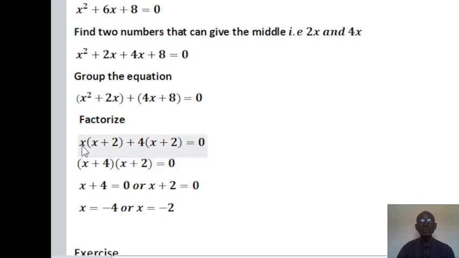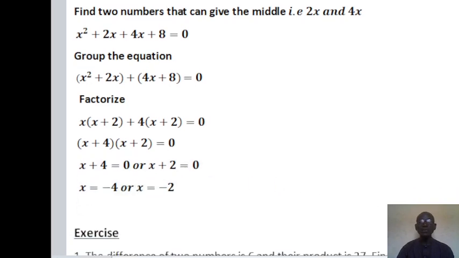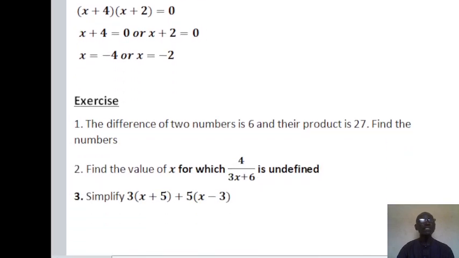So you take the common factors. This is common. You pick one of them, and then you take your x plus 4. You bring it out as a group. You group it, x plus 4 into open and close bracket. Then open and close bracket of x plus 2, all equating to 0. You now say x plus 4 equals 0 or x plus 2 equals 0. It follows that x equals minus 4 or x equals minus 2, which is the solution to this quadratic equation.